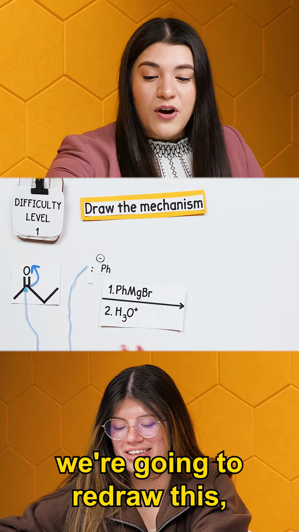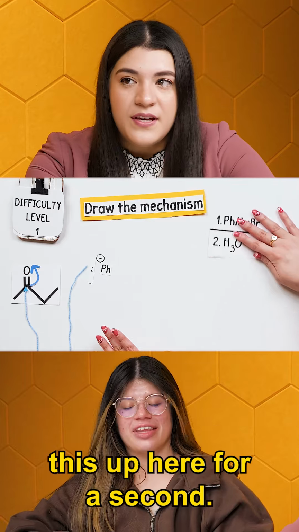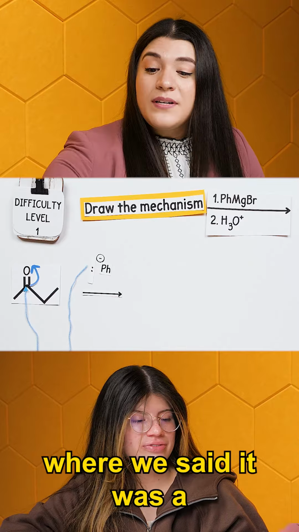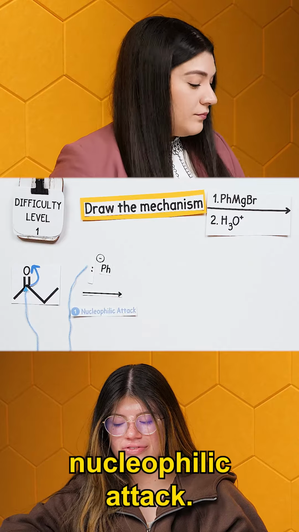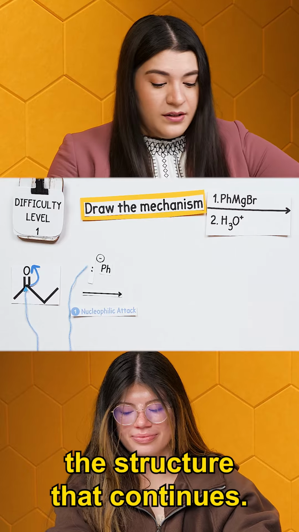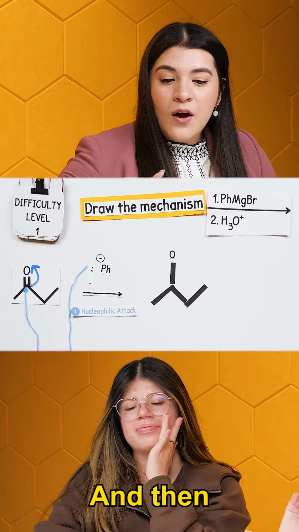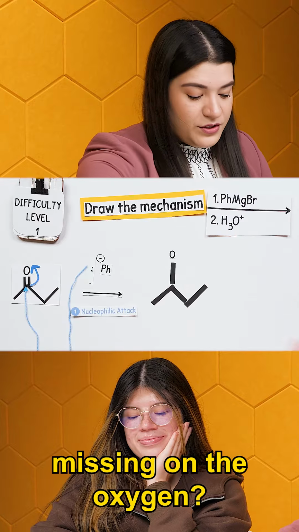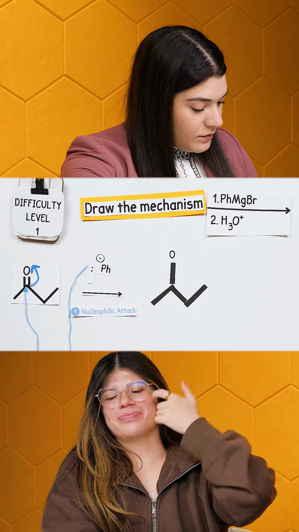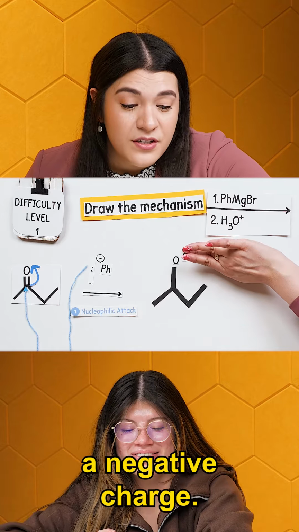So now we're going to redraw this, and I'm going to move this up here for a second, because this is our first step where we said it was a nucleophilic attack. Now go ahead and build the structure that continues. Perfect. And then what are we missing on the oxygen? We have those lone pairs. Yes, and a negative charge. We said there's a negative charge.